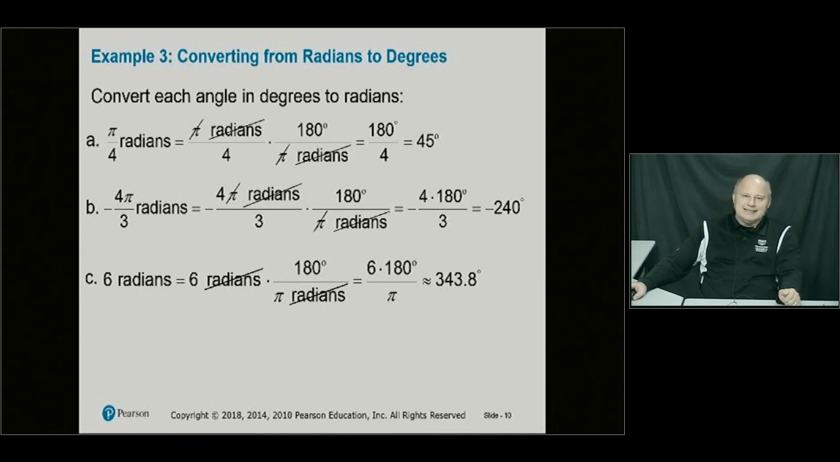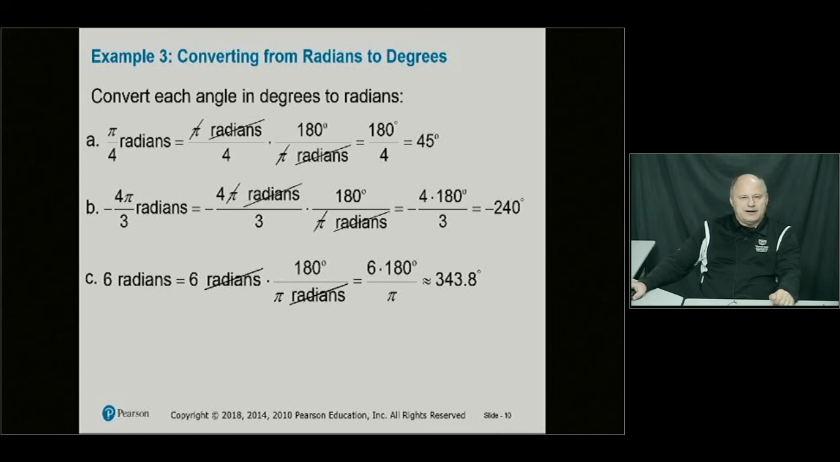So that's the thing about converting radians to degrees sometimes. Sometimes the measure doesn't come out exact. See, part A and part B came out exact. Part A exactly 45 degrees, part B exactly negative 240 degrees. But a lot of times when the angle does not have a pi in it, like 6 radians, they don't say 6 pi, they say 6 radians.